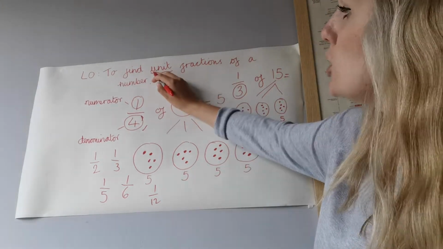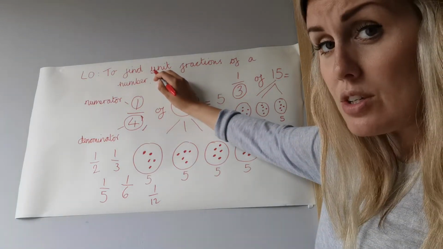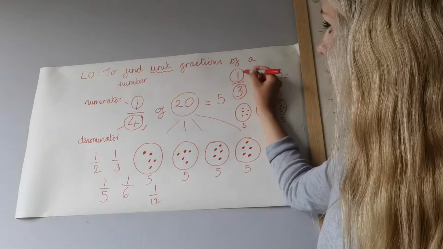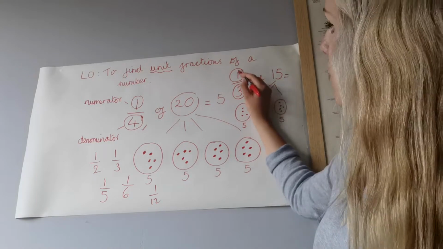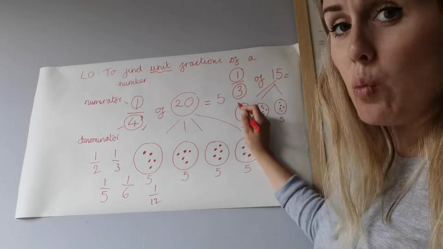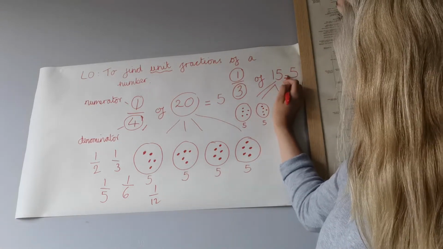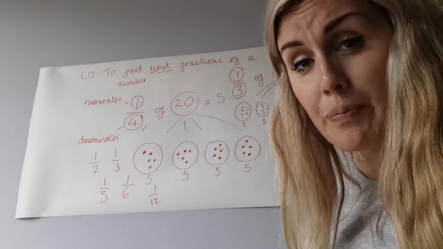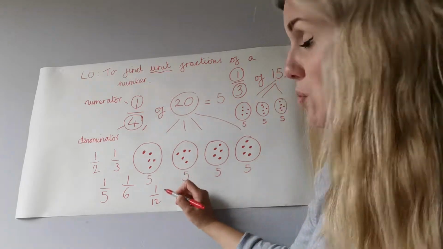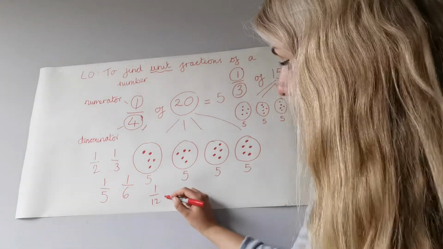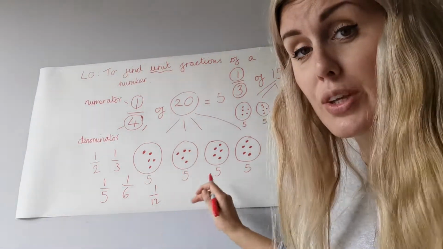Now remember, we're finding unit fractions. Unit fractions are good because there's only ever 1 on the top. So to find 1/3 of 15, we just count one circle. 1, 2, 3, 4, 5. So my answer is 5. And if you were going to do 1/12, you would have to draw 12 circles to share your dots in between.